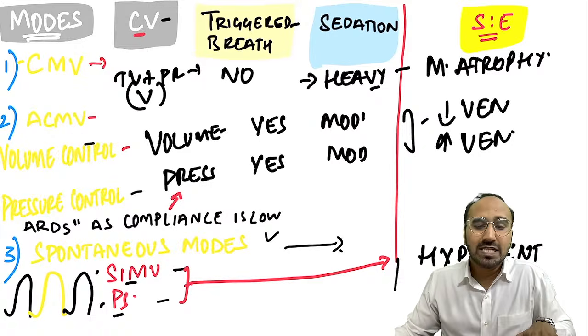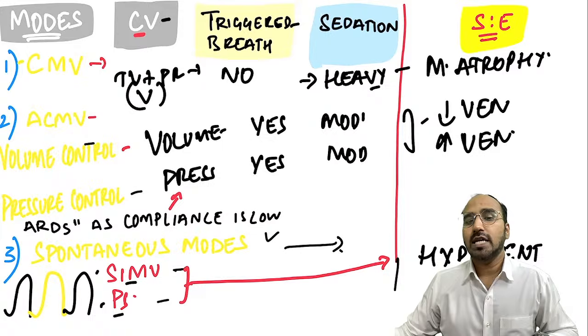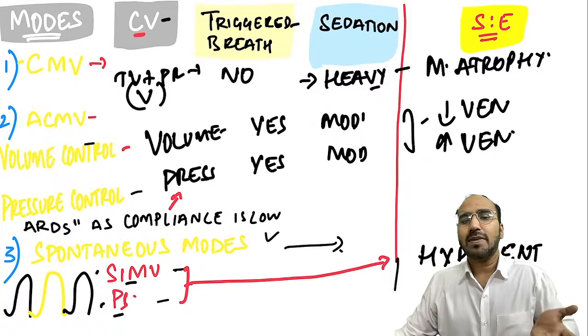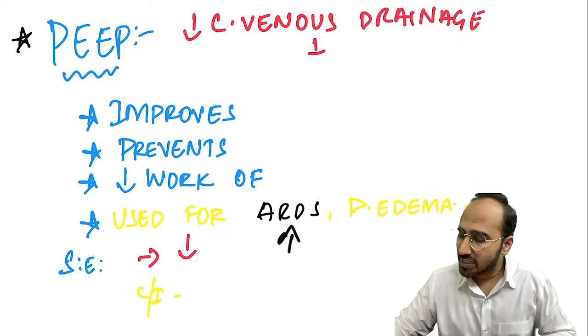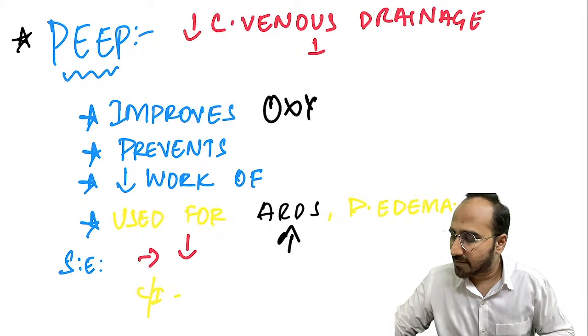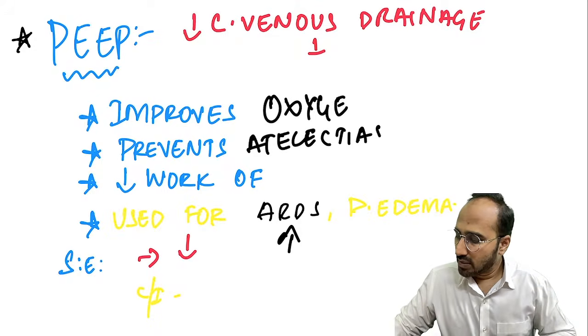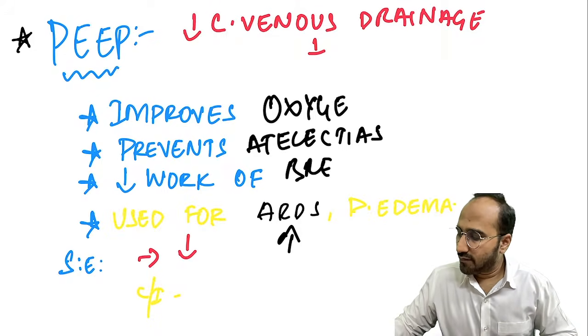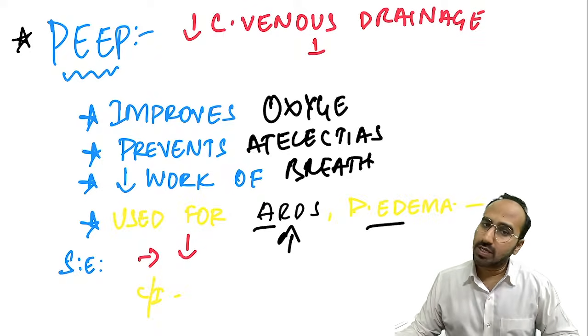So PEEP is nothing but recruiting new alveoli in the patient. If new alveoli are recruited, oxygenation will be improved. PEEP is positive end expiratory pressure. It improves oxygenation, it prevents atelectasis, and it decreases the work of breathing. PEEP is used for ARDS and pulmonary edema.